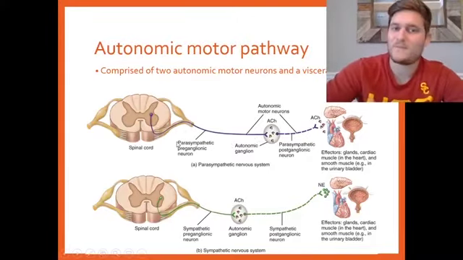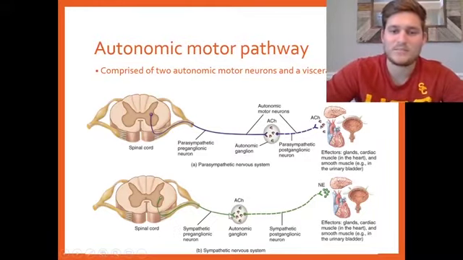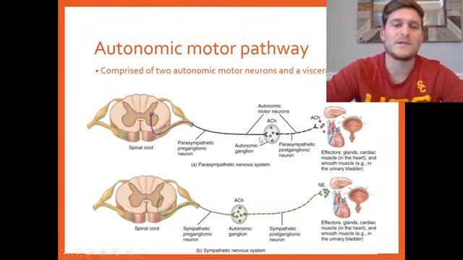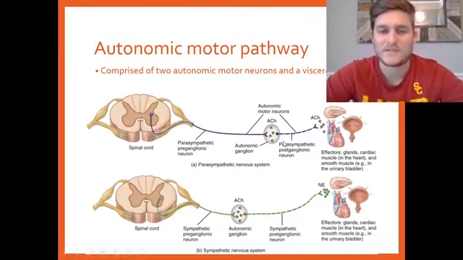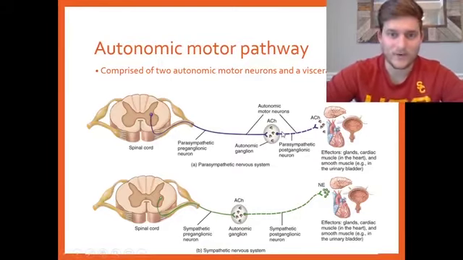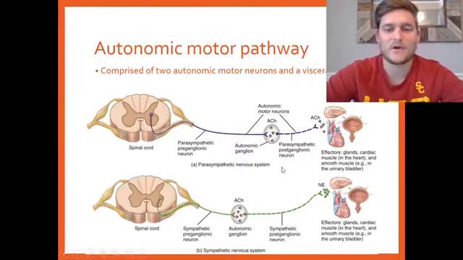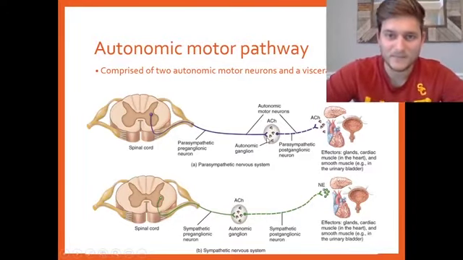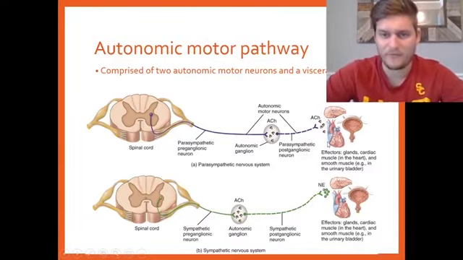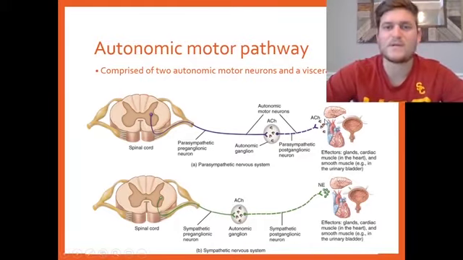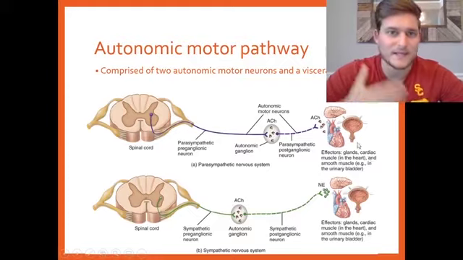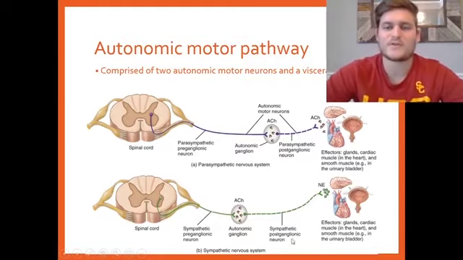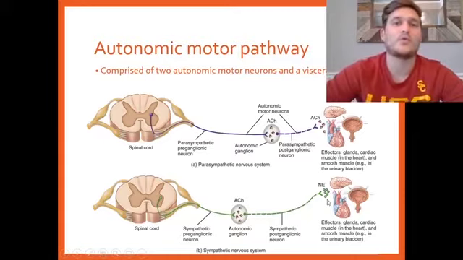So in both the parasympathetic and sympathetic branch, these preganglionic neurons are going to release a neurotransmitter called acetylcholine in order to activate postganglionic neurons. However, you could see that the postganglionic neurons of the sympathetic and parasympathetic branch are going to release different neurotransmitters. For the parasympathetic division, the postganglionic neurons are going to release acetylcholine at these effectors or glands or organs, and the sympathetic branch is going to release a neurotransmitter called norepinephrine.